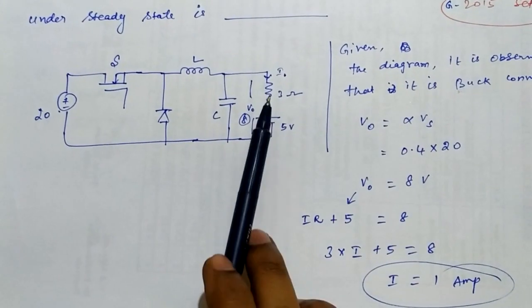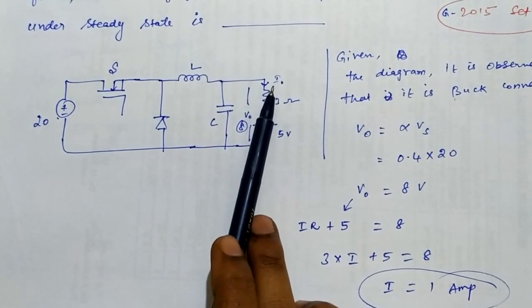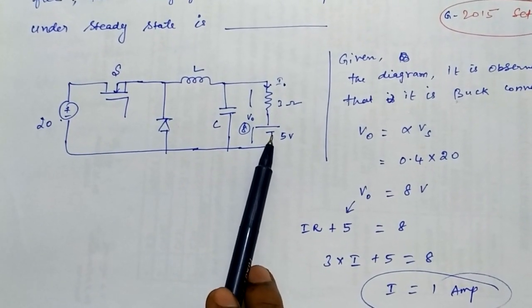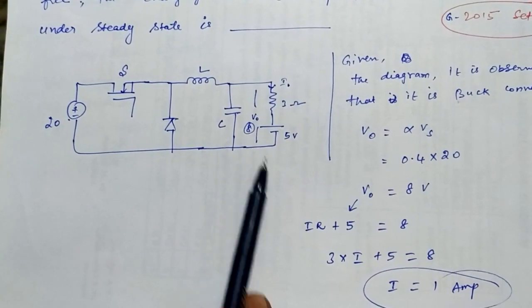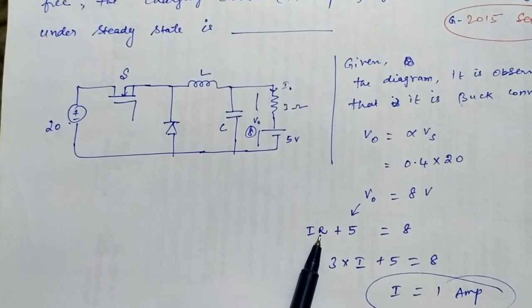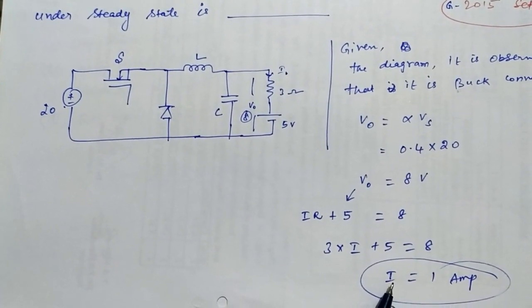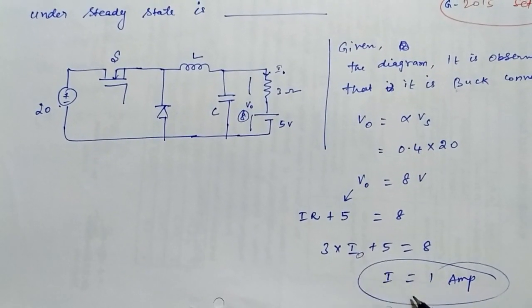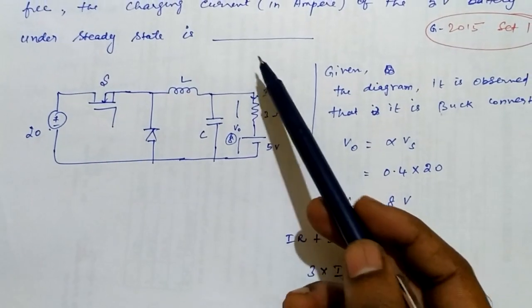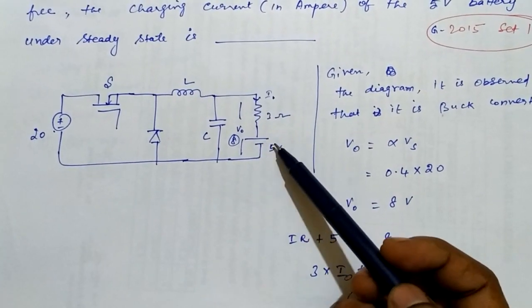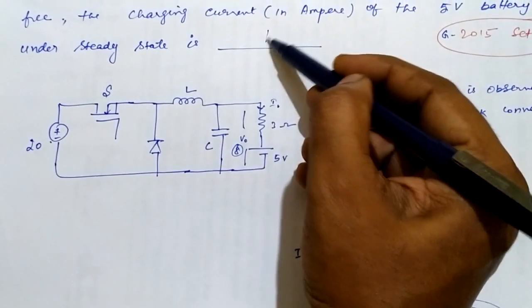Again, from this circuit, I naught into R plus 5 volt is equal to 8. Here the resistor value is given as 3. So from this we can calculate the I naught value. I naught value is 1 ampere. So the charging current of this battery is 1 ampere.